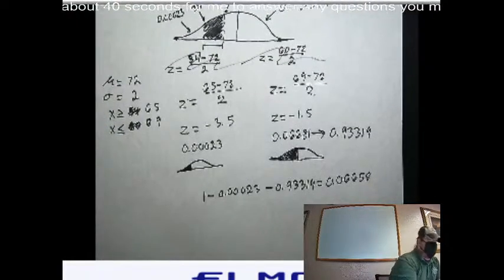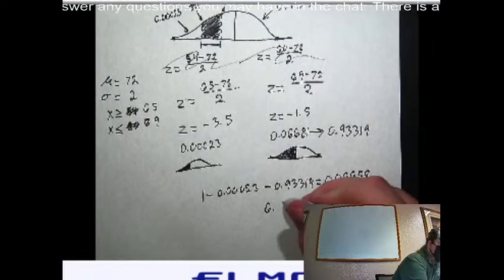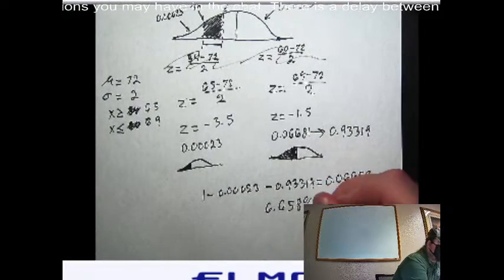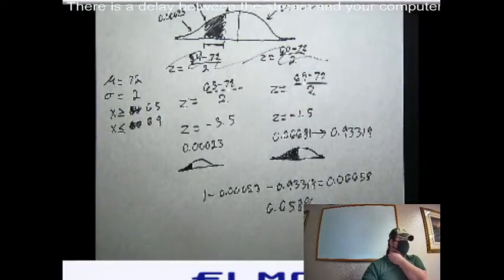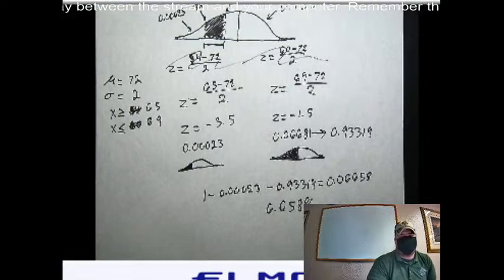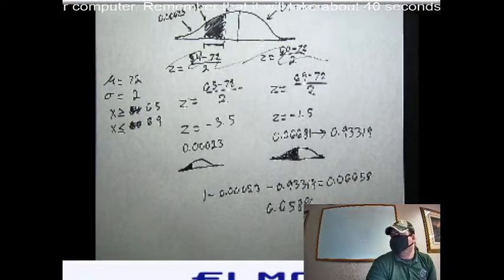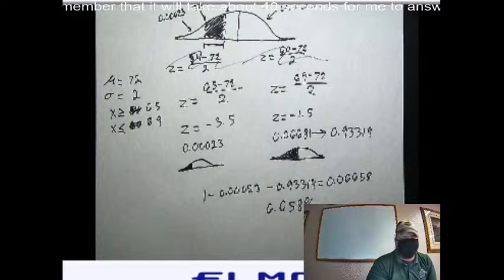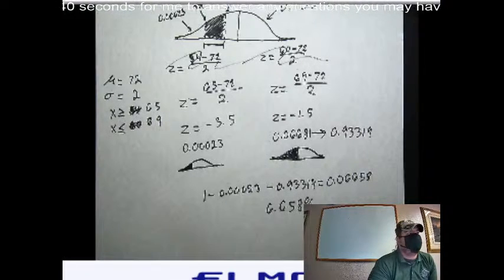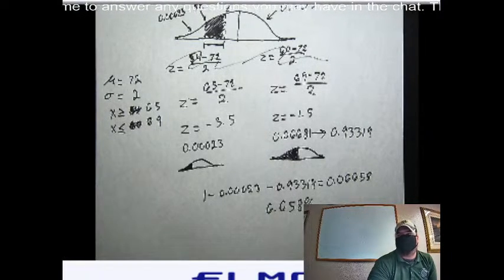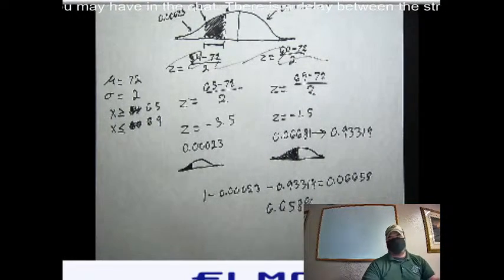Or of course, as a percent, that would mean that we have 6.658% of our data in this range. Does that make sense? Yes? Okay, good. Any questions? None? All right, good. So I got one more thing to show you before we go today.